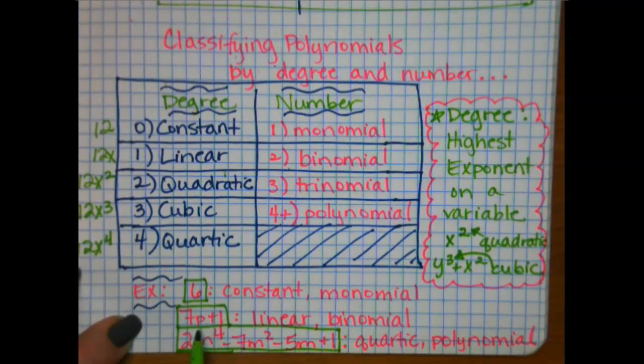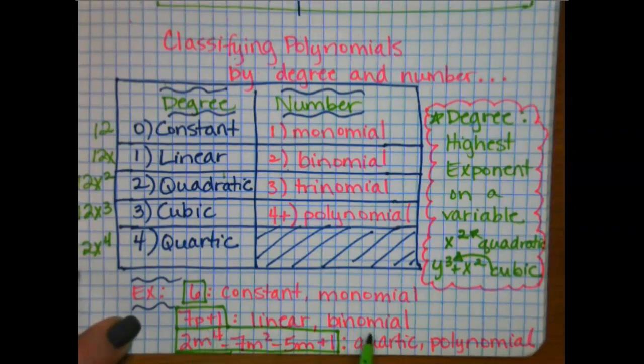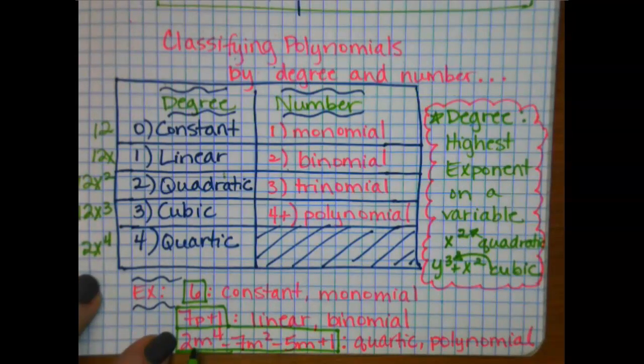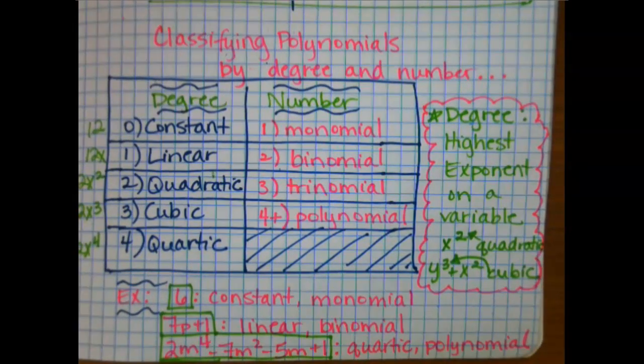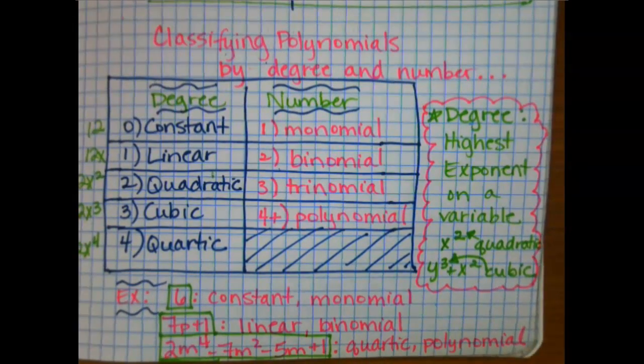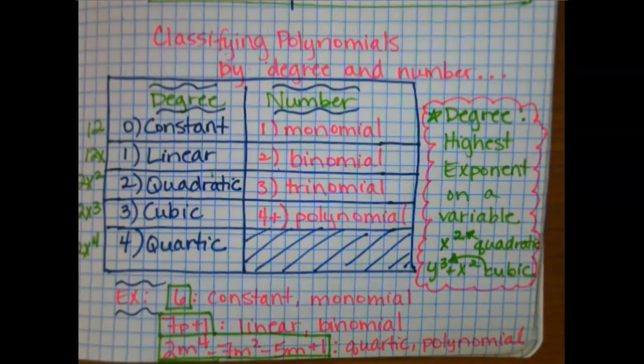Constant, monomial. If I look at 7p + 1, well, that's linear, right? It looks just like the linear equations that we've been doing for the whole first semester. And it's a binomial because there's 2 terms. If I look at this next one, well, I know because it has 1, 2, 3, 4 terms that it's a polynomial. And if I look at the highest exponent, it's a 4. So this one is quartic. So a quartic polynomial. So this is classifying polynomials by degree and number of terms. So let's do a little bit of practice.